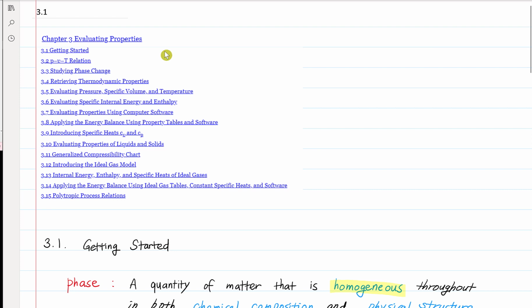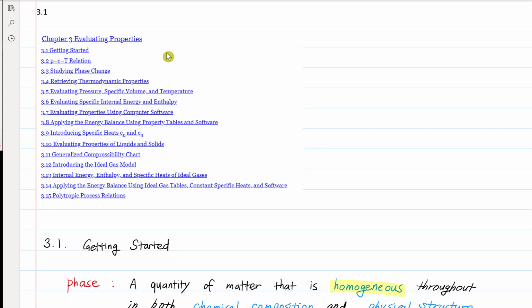Chapter 3, Evaluating Properties. We are going to learn key concepts in thermodynamics, including phase, pure substance, state principle for simple compressible system, PVT surface, quality, enthalpy, and specific heat. We'll analyze closed systems, applying the energy balance relations and using the thermodynamic properties of the systems. And we'll learn to understand TV, PV, and phase diagram or PT diagram.